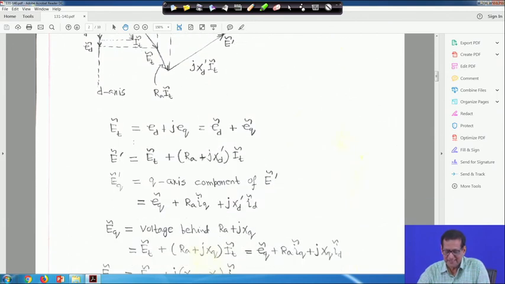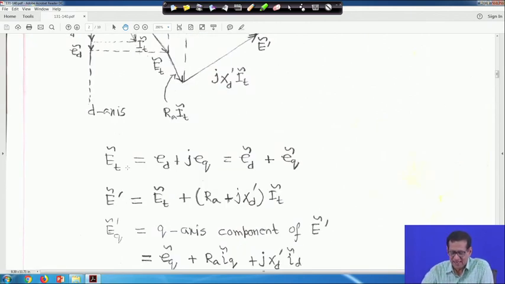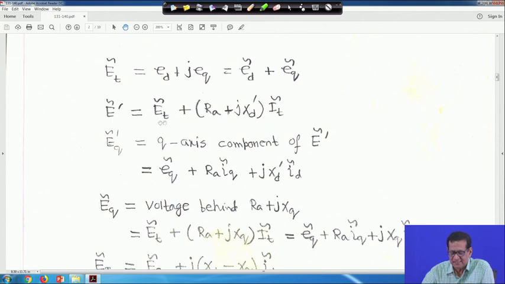Just for your reference, I have written this, and I am zooming in a little bit. So, E_t tilde is equal to E_d plus j E_q, which is E_d tilde plus E_q tilde. This way we write, right. Whatever has been drawn here, and similarly, E dash tilde is equal to E_t tilde plus (R_A plus j x_d dash) I_t tilde, because we have replaced L_d dash by x_d dash. And E_q dash tilde, that is the q axis component of E dash tilde, is equal to E_q tilde plus R_A I_q tilde plus j x_d dash I_d. Here one thing should not be there, it is x_d dash I_d tilde, right.